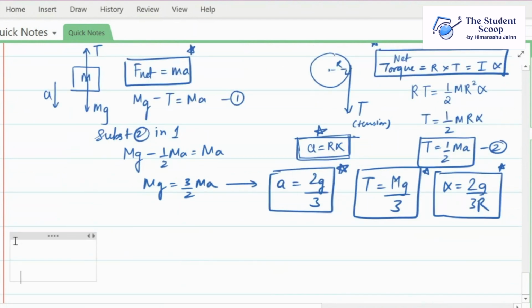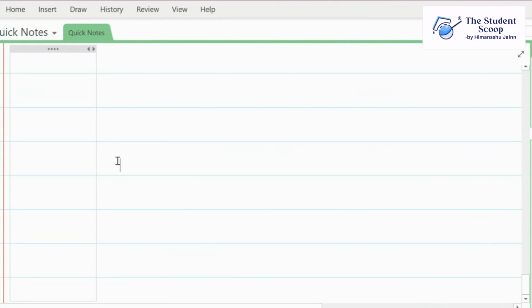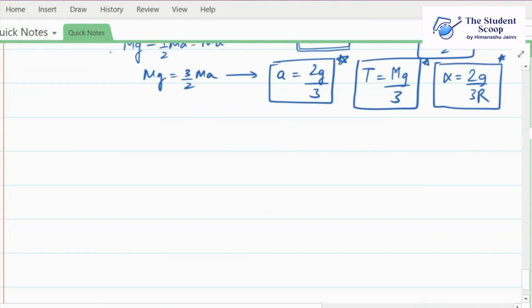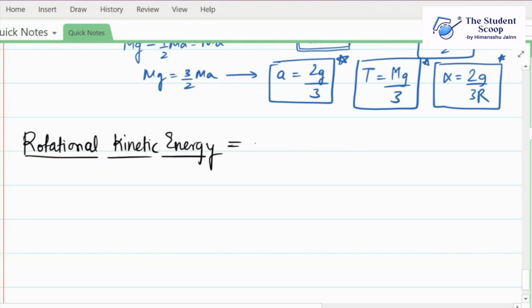What remains in this chapter is the energy and the momentum part, which is not that much, which is very much similar to what we did earlier. So let me just explain this quickly. Like translational kinetic energy, there is also rotational kinetic energy. And rotational kinetic energy is given as half I omega square. That is the angular speed and I is the moment of inertia.